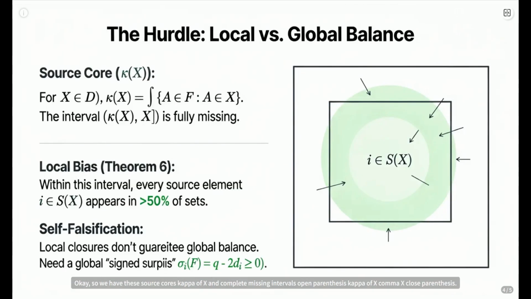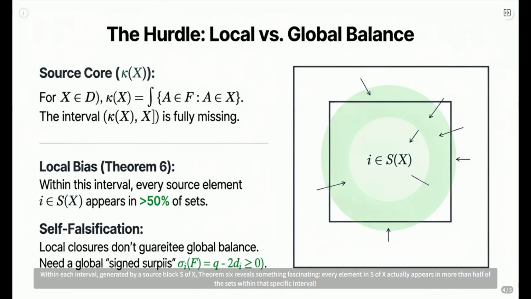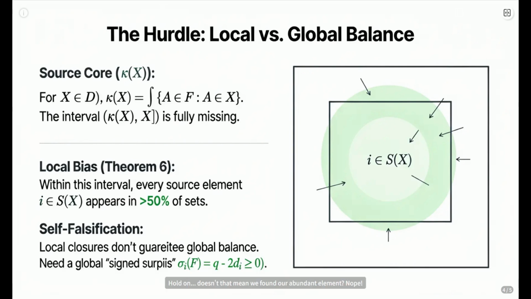Okay, so we have these source cores κ(x) and complete missing intervals (κ(x), x]. Within each interval, generated by a source block S(x), Theorem 6 reveals something fascinating. Every element in S(x) actually appears in more than half of the sets within that specific interval. Hold on, doesn't that mean we found our abundant element? Nope. This is where the plot thickens. It's a self-falsification result. Local richness doesn't automatically translate to global balance across all missing sets.